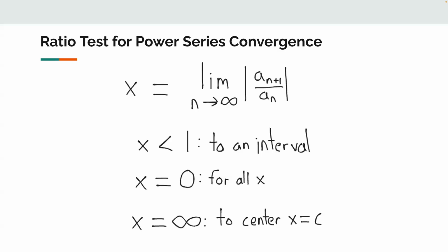And here's the ratio test for power series convergence. Let's set the value x to be equal to the limit as n approaches infinity of the absolute value of a of n plus 1 over a of n. You'll be given a function for this, so you'll just do a of n plus 1 over a of n, take the absolute value of that, and find the limit as n approaches infinity. If that limit is less than 1, it'll converge to an interval. If it's equal to 0, it'll converge to all x. But if it's equal to infinity, it'll converge just to the center c. And here's another thing you have to memorize.